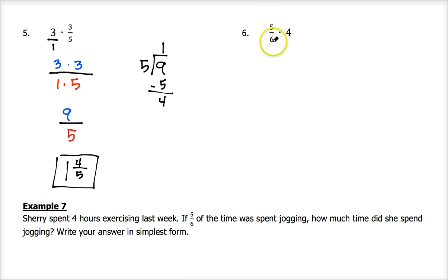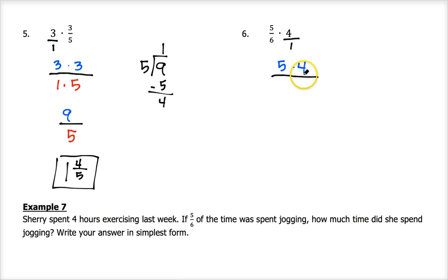Number 6, 5/6 times 4. Again, we'll make our whole number 4 over 1. So in my numerator, I'll be taking 5 times 4. And in my denominator, I'll be taking 6 times 1. Let's look for opportunities to cancel. I have a 4 on the top and a 6 on the bottom. 4 and 6 are both divisible by 2, so I can divide and make this a 2 and this a 3.